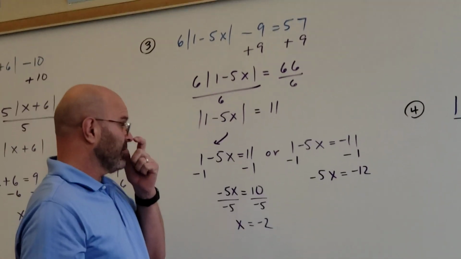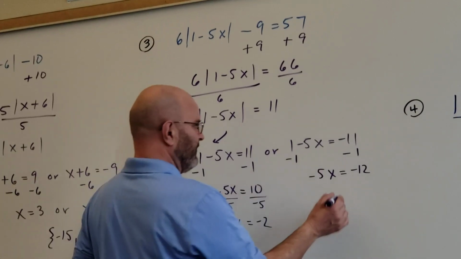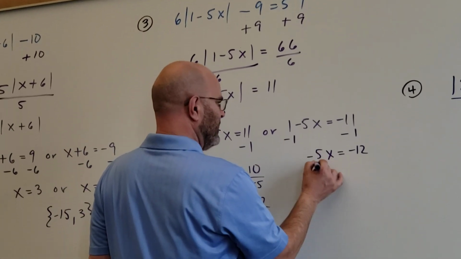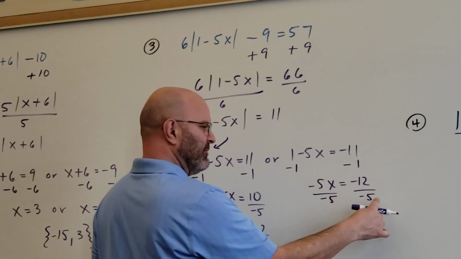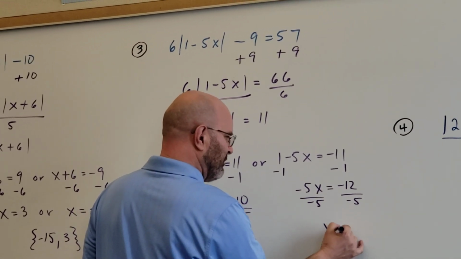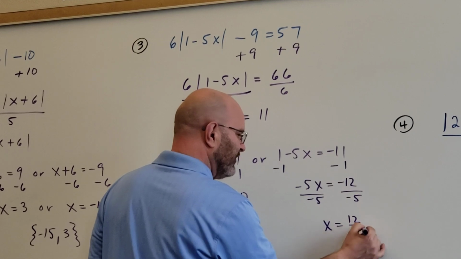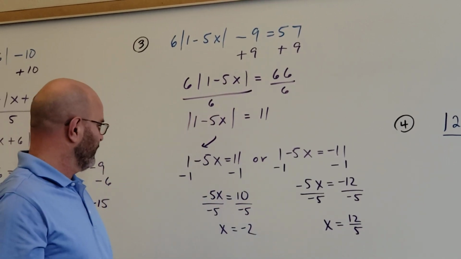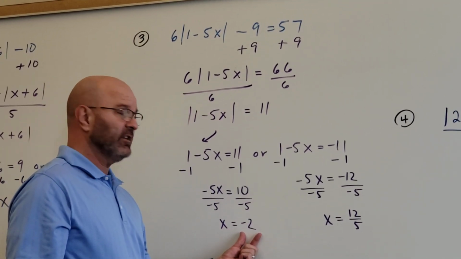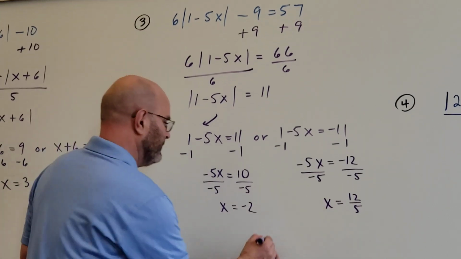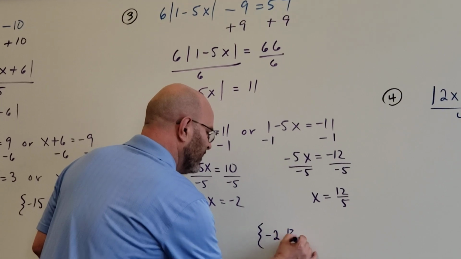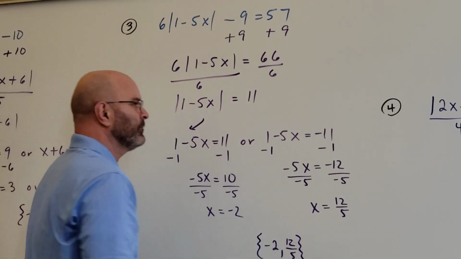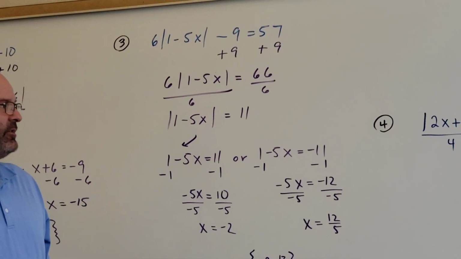Okay, this does look like it will be a fraction. If I divide both sides by negative 5, negative 12 divided by negative 5 is positive 12/5. So one of our answers turned out to be a nice clean number and the other one is a fraction. I will display my answer this way: negative 2, 12/5. And now for our last example.